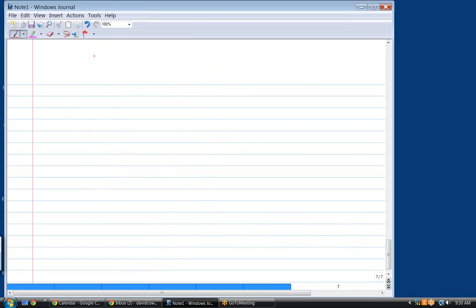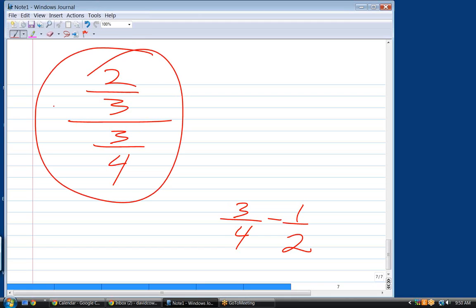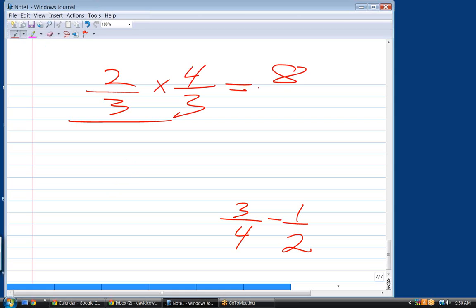This problem right here might not look easier, but that problem is much easier than even 3/4 minus 1/2. This is an easier problem. I don't have to find a common denominator. I just flip the denominator and multiply. So I'm multiplying by 4/3. That's 8/9.